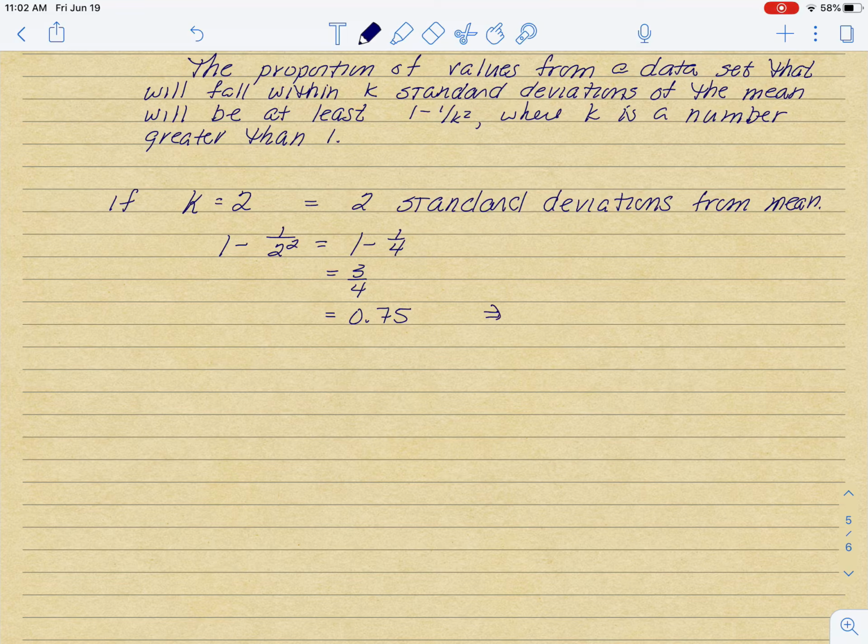So as a percentage, that says 75% of the data falls within 2 standard deviations of the mean.